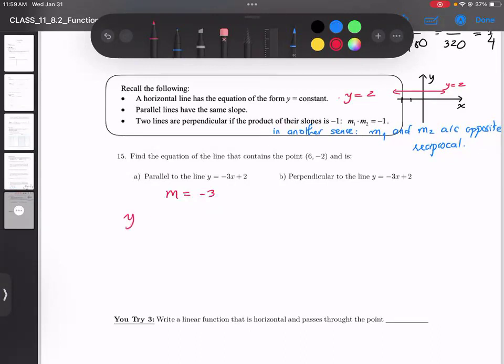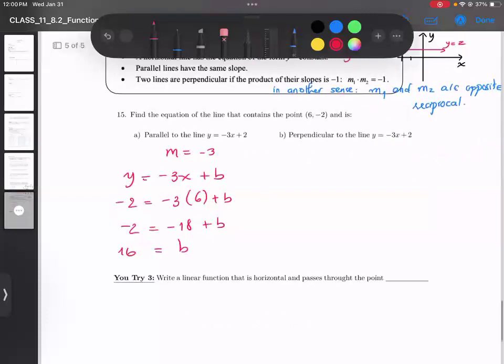Well, you got the slope. All I have to do is look for b. You know that the equation goes through (6, -2). So y will be -2 and x is 6, and then you can solve for b. -2 equal -18 plus b. Therefore, b is 16. So your final answer is y equal -3x plus 16. That is the equation of the line that you're looking for.